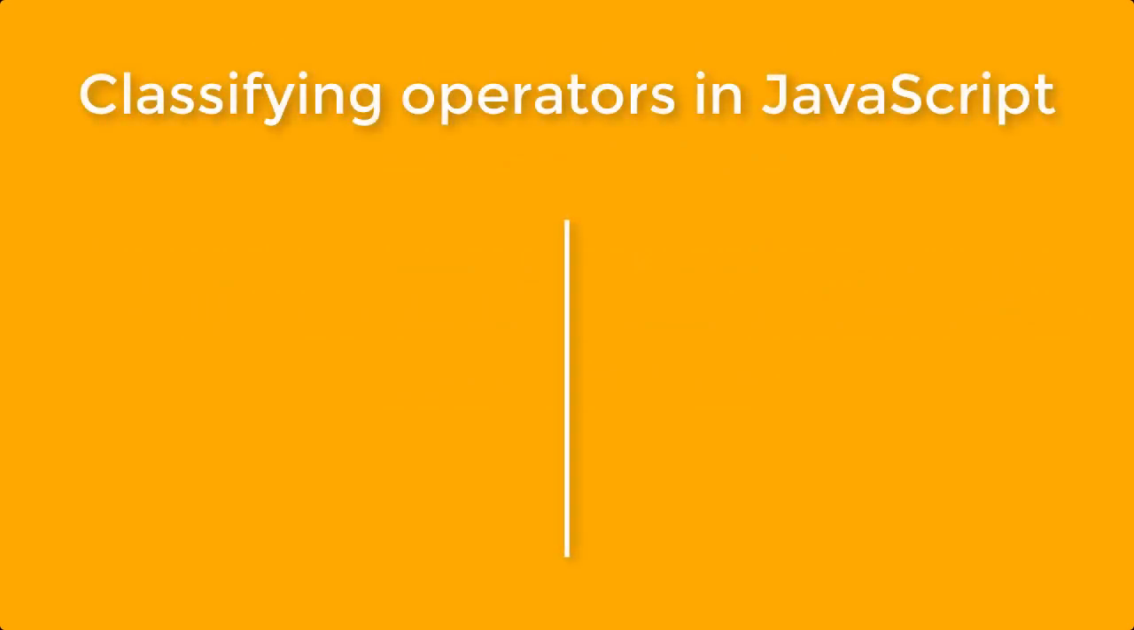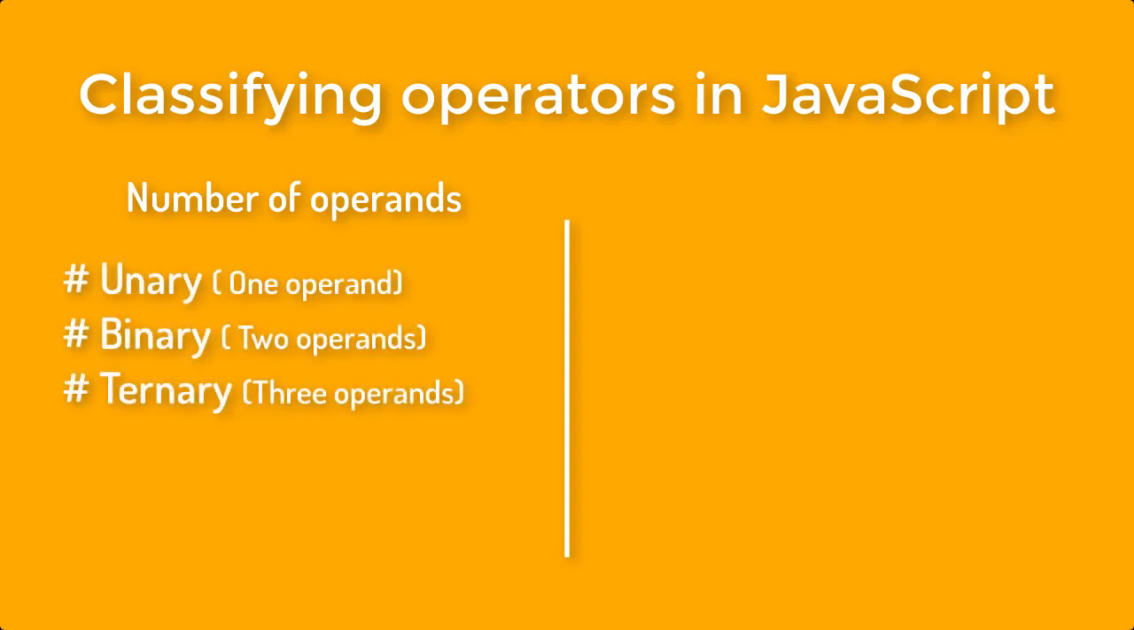In JavaScript, there are two ways of classifying operators. The first way is according to the number of operands that are involved in any particular operation. We have, for example, the unary operators where only one operand is required. We have the binary operators where two operands are involved, and we have only one ternary operator where three expressions can participate in the operation.